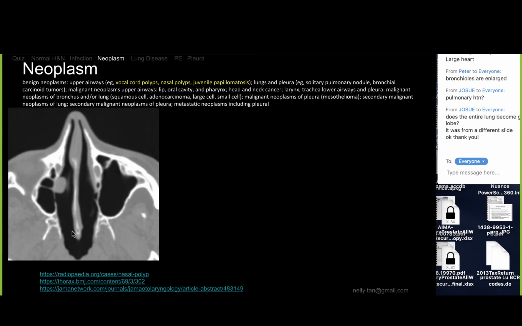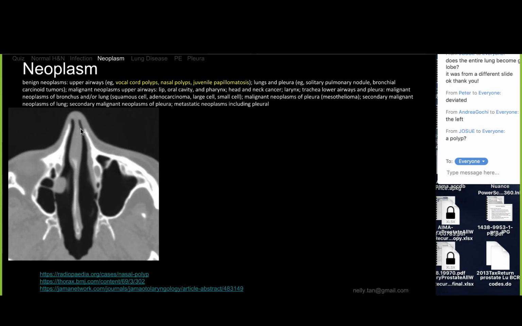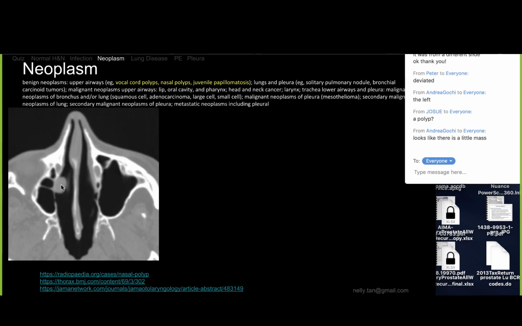Normal looking head and neck CT, or not normal? It's deviated. I think it's not too bad. Maybe a little bit. Yeah, I think all of us have a slight deviation, but not too bad. Looks like there's a little mass. Yeah. So there's a little soft tissue nodule here. So this is a nasal polyp.